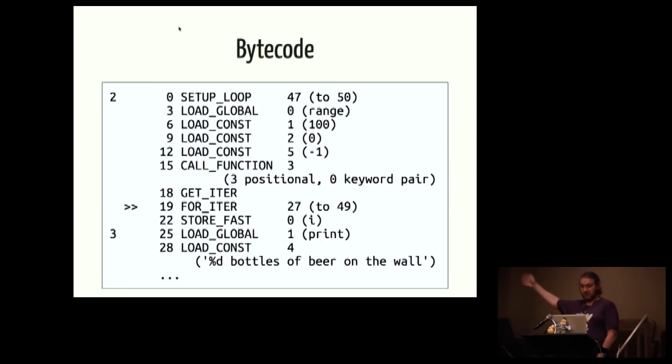We're going to configure a loop, set the bounds of the loop. We load a global symbol called range. We load 3 constants onto the stack, 100, 0, and -1. And then we invoke a function with the 3 positional arguments that are the most recent arguments pushed onto the stack. So that's range, 100, 0, -1, and so on and so on. Okay, that's nice, but so what?